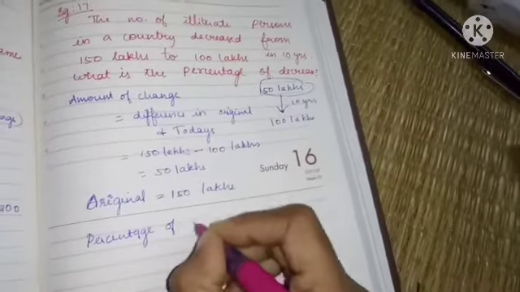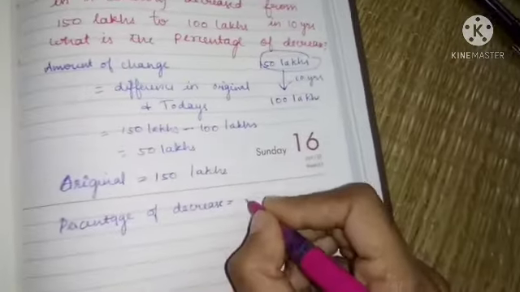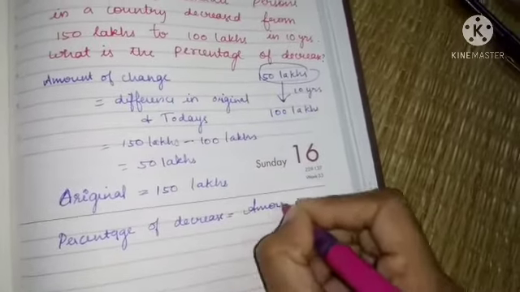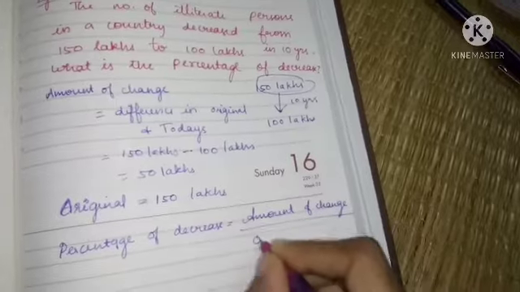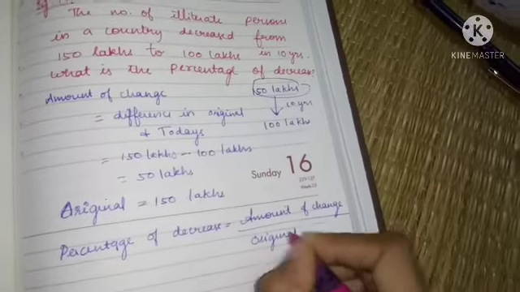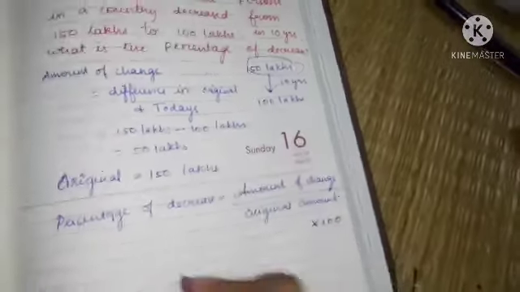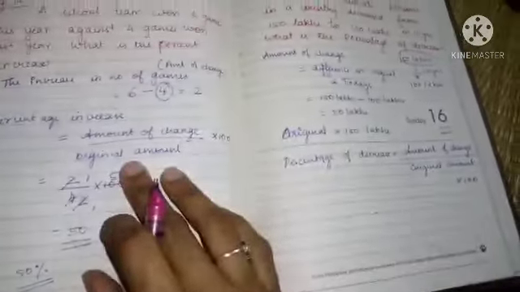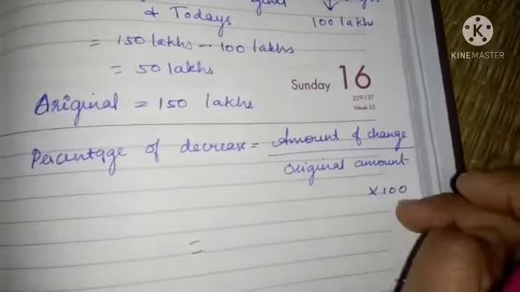Percentage of decrease is equal to amount of, what is the formula? Amount of change divided by original amount into 100. The same formula we used before, we are using here also. Amount of change divided by original amount into 100.